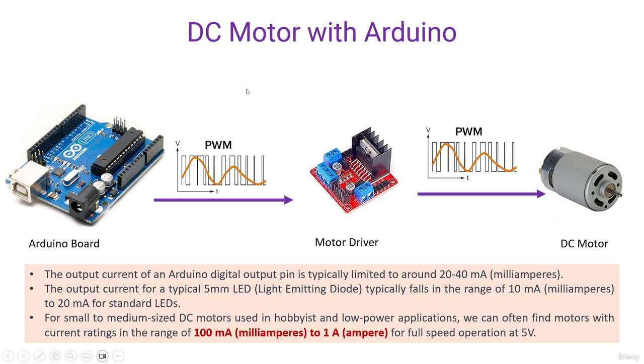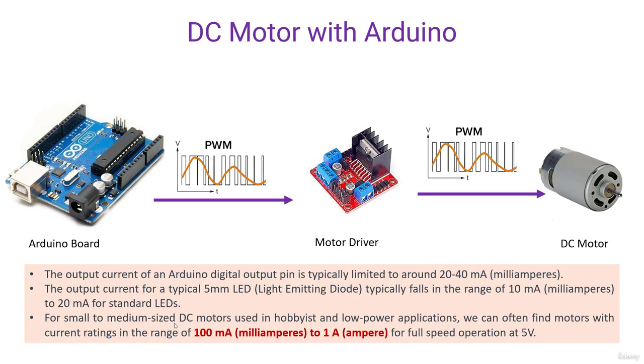Let's talk about how we can interface a DC motor with Arduino. In previous applications like LED and Arduino, we connected LEDs directly with the Arduino board. But in case of a DC motor, we cannot do that directly. That's because the output current of an Arduino digital output pin is typically limited to 20 to 40 milliamps. When we used an LED directly on the Arduino board, the output current for a typical 5mm LED falls in the range between 10 milliamps to 20 milliamps. So that is why connecting an LED with the Arduino board was safe.